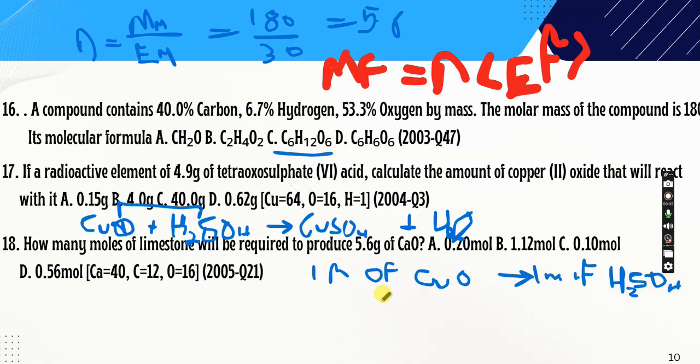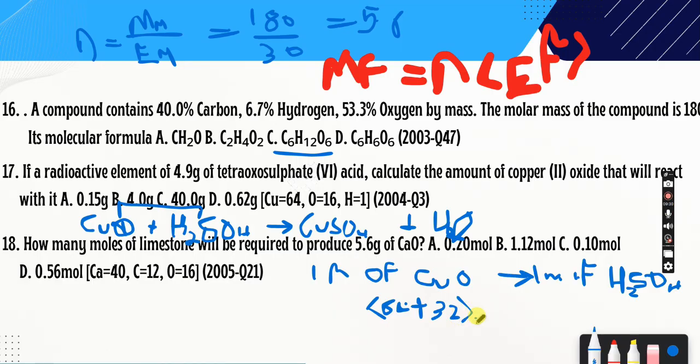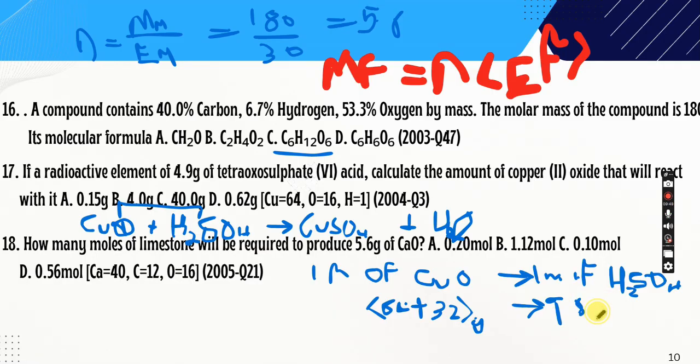So definitely 64 plus 32 gram of copper oxide will react with the molar mass of H2SO4, which is 98 gram of H2SO4.